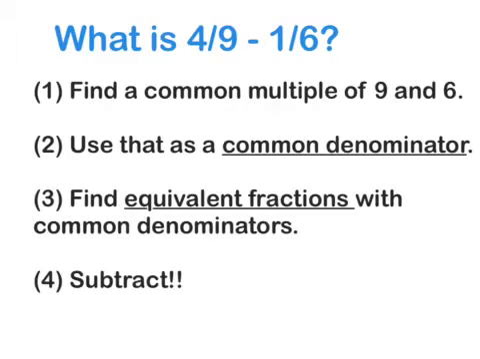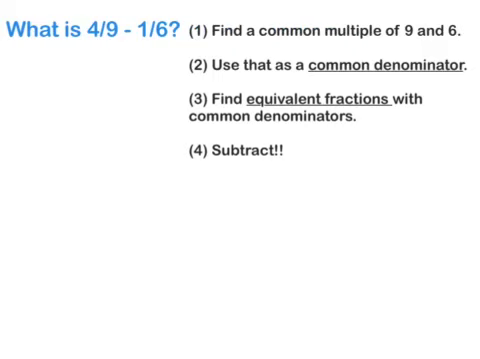So I've, again, divided this into 4 steps. Just like with adding, you need to find a common multiple of 9 and 6, our two denominators. Find a common multiple of those. Then you're going to use that as a common denominator. You'll find equivalent fractions to both 4/9 and 1/6 using that common denominator. And then you're just going to subtract. So again, I will show you how to do this on the next slide during this video. If you feel comfortable and you want to try it on your own, that's great too.